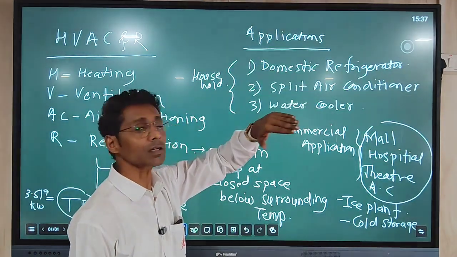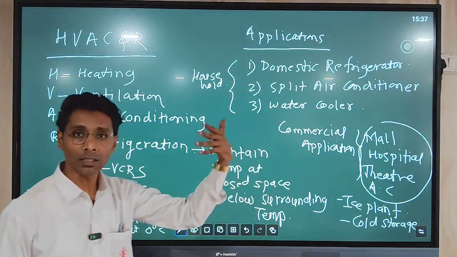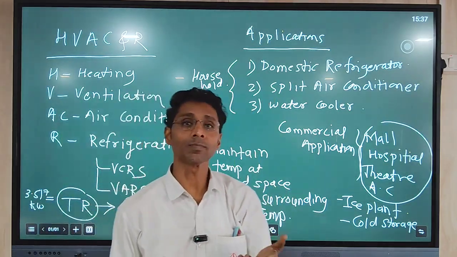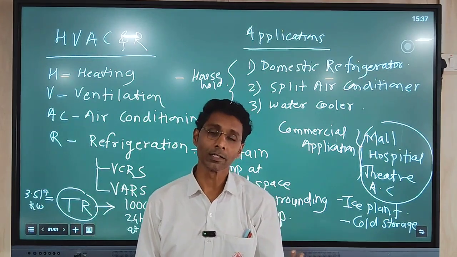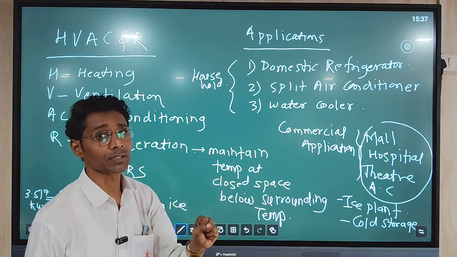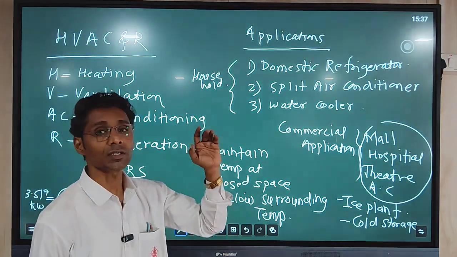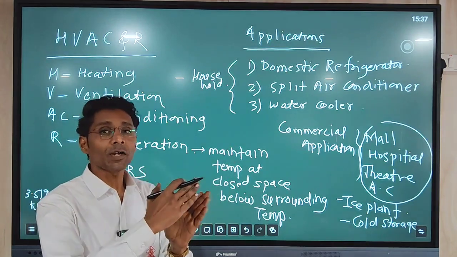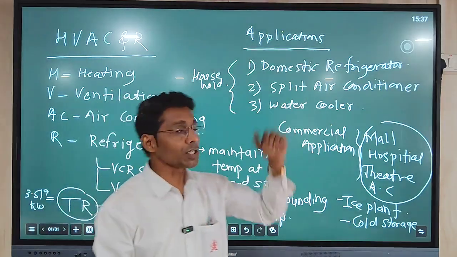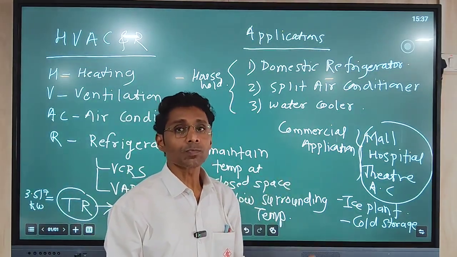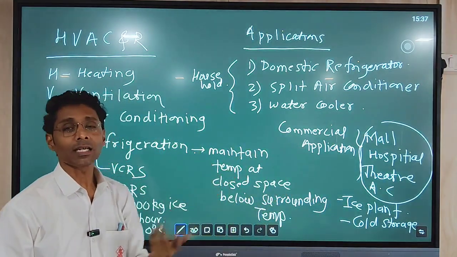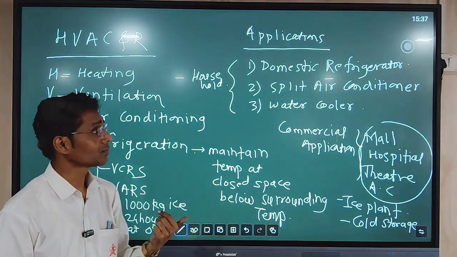For our domestic refrigerator, the capacity is known in the market by storage volume. We say a domestic refrigerator of 190 liter, 220 liter, 250 liter, 300 plus liter. That is the storage volume capacity. The tonnage capacity of the refrigerator is from 0.5 TR onwards up to 5 TR. The split air conditioner we use for home purpose is about 1.5 TR.